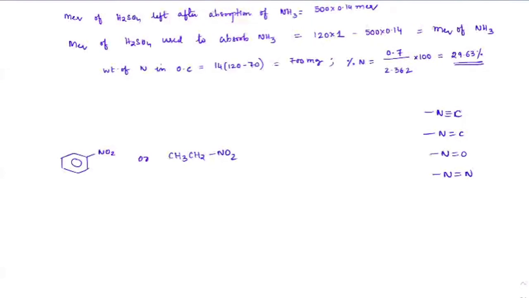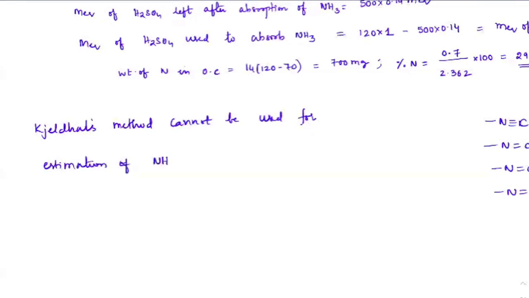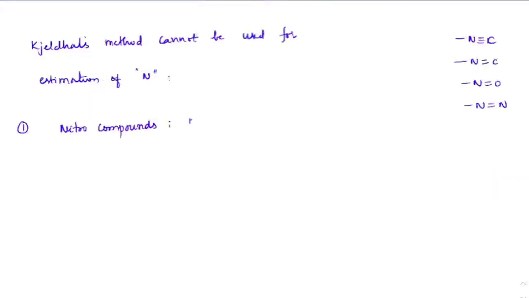Yeah. So I'll put some examples now. Suppose all the cases where Kjeldahl's method cannot be used for estimation of nitrogen. First, nitro compounds, RNO2. That could be with benzene, or that could be with a simple alkyl group.